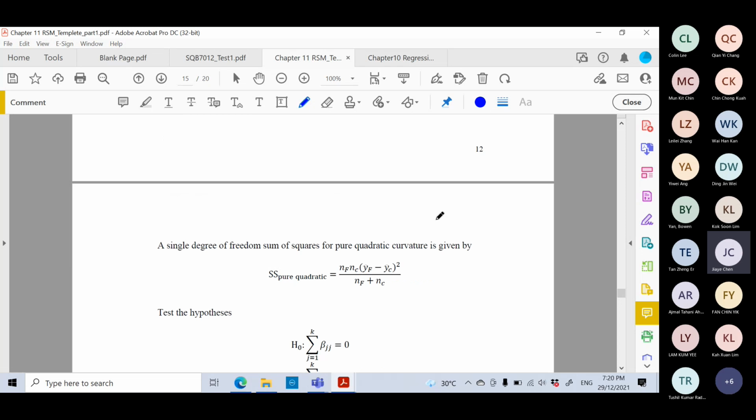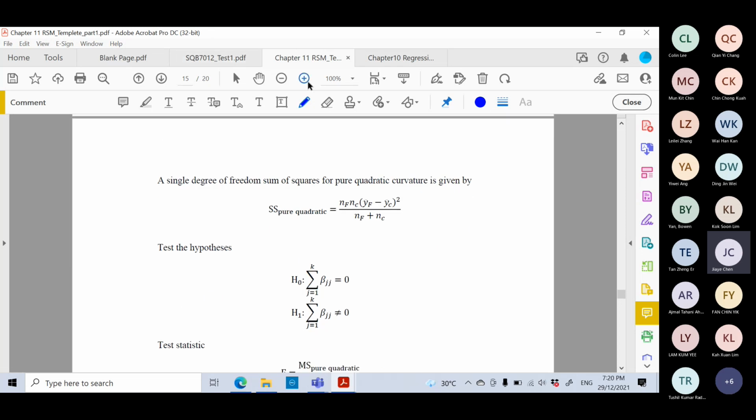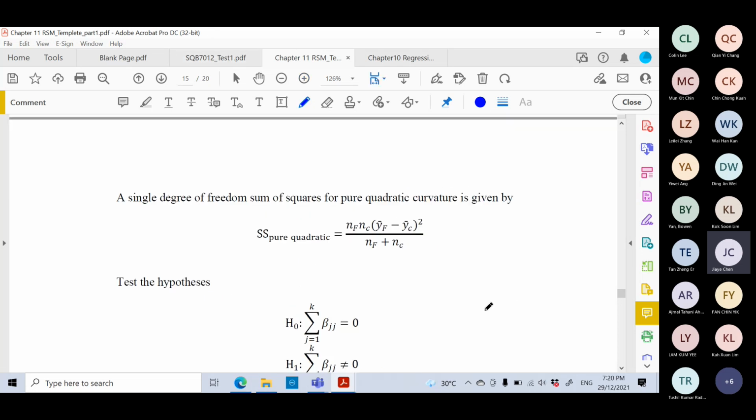So how are we going to test it? Here I show you the formula. The sum of squares due to pure quadratic curvature is given here. The sum of squares for quadratic will be equal to NF times NC, and then you take the difference between the mean for the factorial points and the center point, squared, divided by NF plus NC.